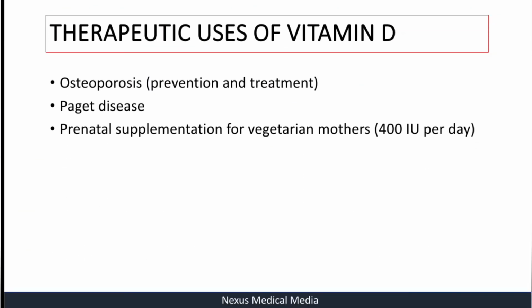Therapeutic uses of vitamin D. Vitamin D is used in osteoporosis for prevention and treatment. It is also used in Paget's disease, and in prenatal supplementation of vegetarian mothers. So in this case, you'll give 400 international units per day of vitamin D.